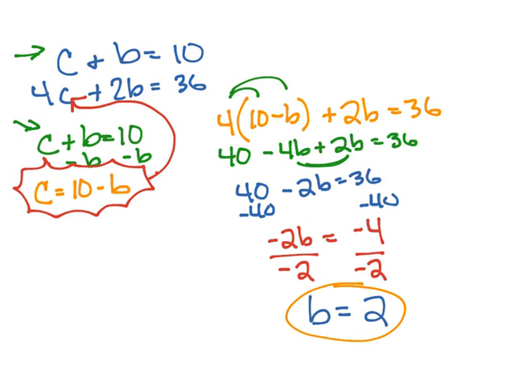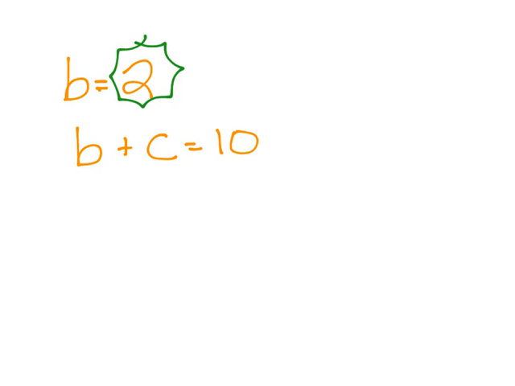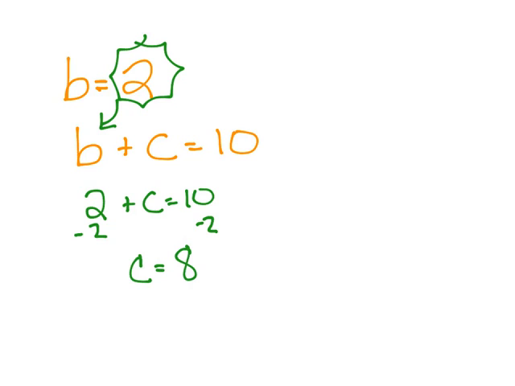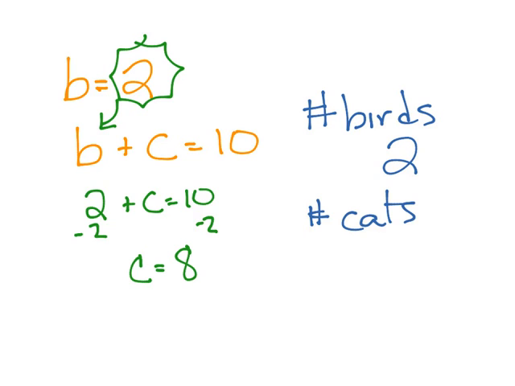Let's finish up by finding the number of cats. Since we know that B is equal to 2 and B plus C equals 10, then we can go ahead and simply take our 2 and plug it in. So 2 plus C equals 10. We'll subtract 2 from each side and get that C is equal to 8. So once again, putting this in context, we know that the number of birds at the shelter is 2, and the number of cats at the shelter is 8.